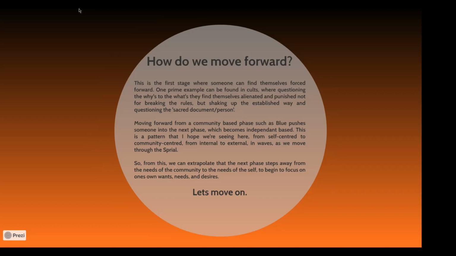So moving forward from this community phase, such as the blue phase, pushes someone into the next phase, which is independent-based. Again, going back into selfish. This is a pattern that, as I'm hoping you're all seeing, goes internal, external, selfish, selfless, selfish, in ways as we move through the spiral. So from this, we can extrapolate that the next phase steps away from the needs of the community and back to the needs of the self, to begin to focus on one's own needs, wants, and desires.